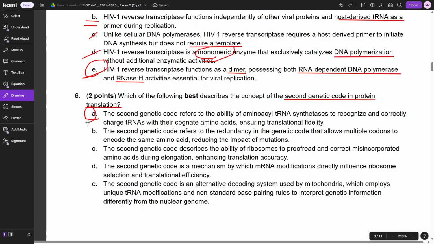That is it, right? The second genetic code refers to the redundancy of the genetic code that allows multiple codons to... no, that is not the second genetic code. The second genetic code describes the ability of the ribosomes to proofread. No, not really. That's just proofreading. That's not the second genetic code. The second genetic code is a mechanism by which mRNA modifications directly influence ribosome selection. Nope. Don't even talk about that when it comes to genetic code. With genetic code, we're talking more about the matching of certain things. The second genetic code is the alternative decoding system used by mitochondria. No, he's obsessed with mitochondria. He's putting mitochondria answers on this test. I'm not going to pick any of the mitochondria answers. There's no mitochondria involved in this, okay?